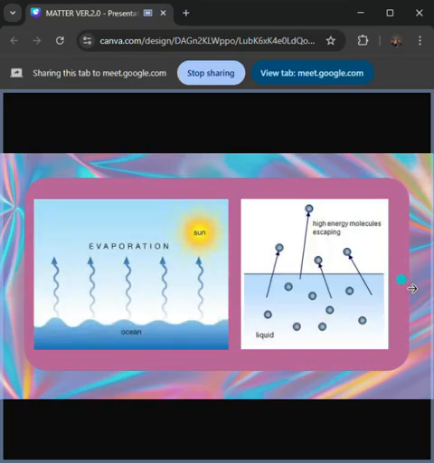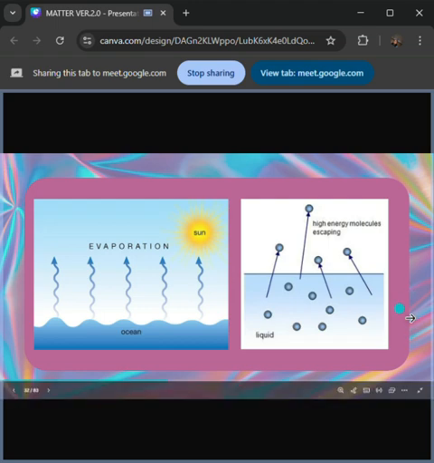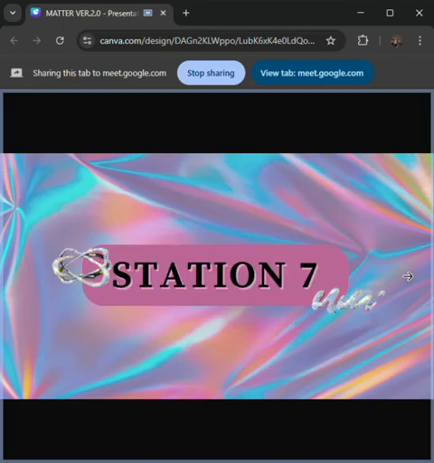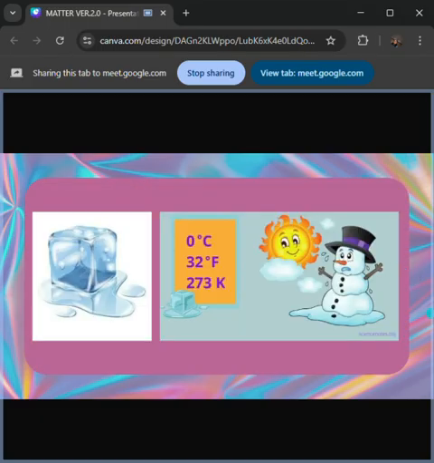Okay, down to the sixth one. Oh, I think the answers are on the screen. So anyone? I think that's very visible now from the picture itself. That's evaporation. So the next slide, down to the seventh station. So what is this? Philip? I think it's melting. It's a process called melting, from solid to liquid.